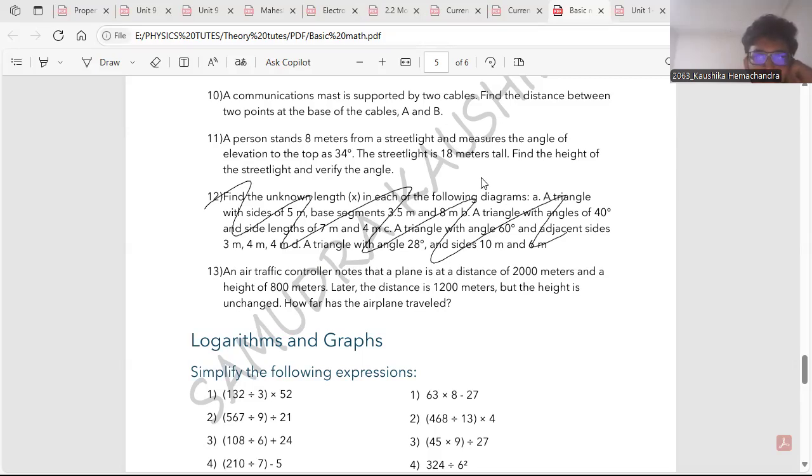So from now onwards, like next week anyway, we'll do logarithms, but you know how to use logbooks, right? To find an angle. Use the natural tan table.